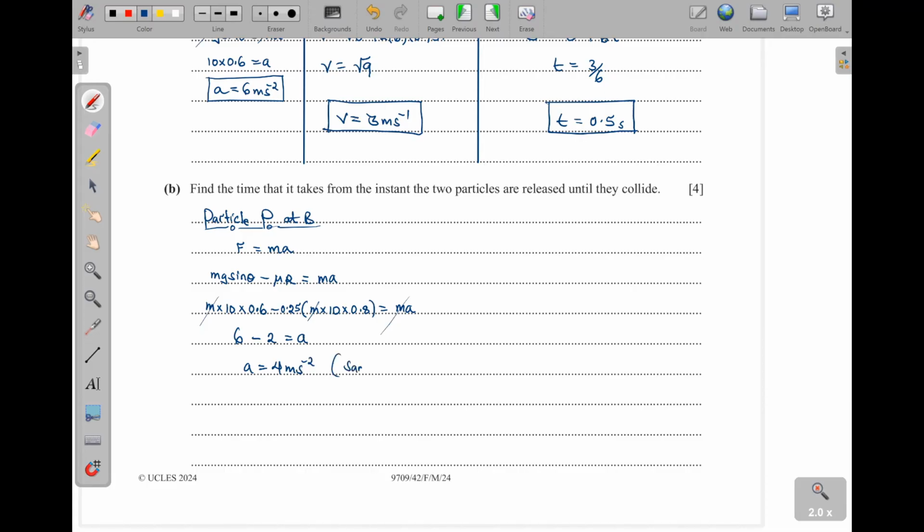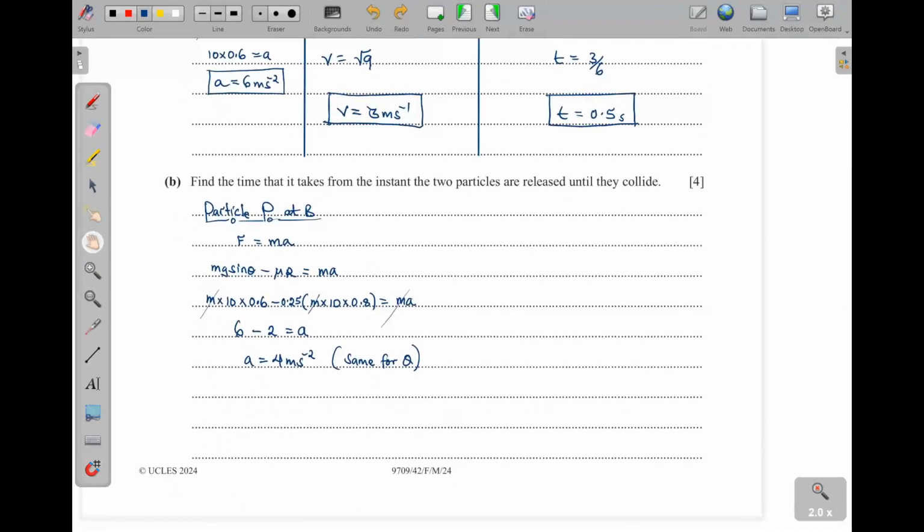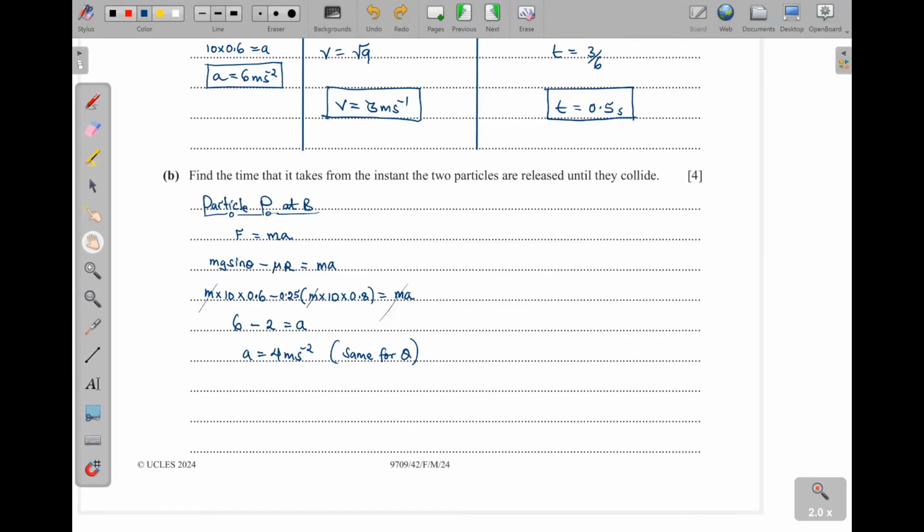This one here is the same for Q. Remember, they have the same mass, the same acceleration due to gravity, and the same coefficient of friction between them and the plane. So that is that. Now, what is the distance traveled by P at B? Remember, we can use S equals UT plus a half AT squared. We don't know the time taken, so let it be T.